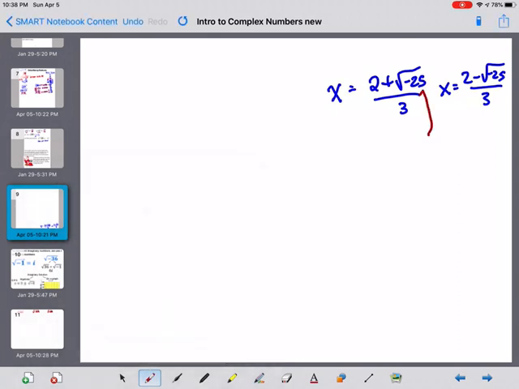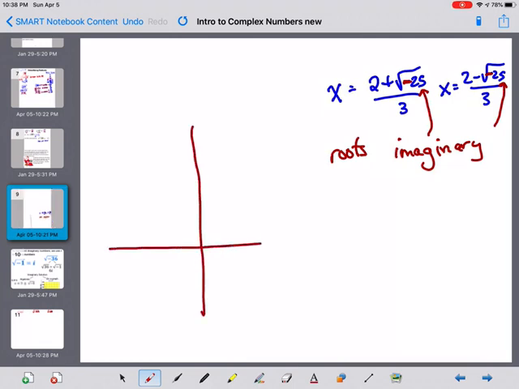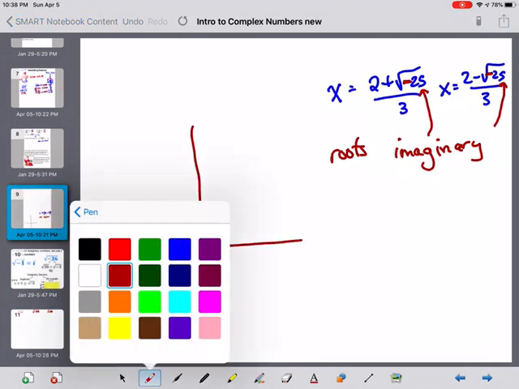Well, this tells me that inside of my radical here, I have a negative number. If I have a square root of a negative number, that can't exist. So that means that my roots here would be imaginary. I would have imaginary roots. Well, what does that look like on a graph? That would look like this.